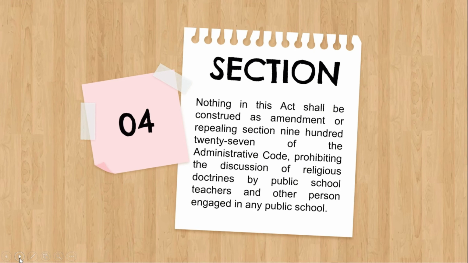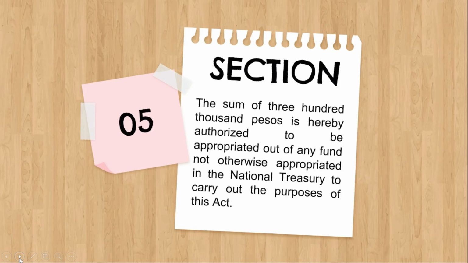Nothing in this act shall be construed as amending or repealing Section 927 of the Administrative Code, prohibiting the discussion of religious doctrines by public school teachers and other persons engaged in any public school. So Section 4 talks about the stipulation that the discussion of Rizal's ideas does not violate the state's prohibition of discussion of religious beliefs in the country's public learning institutions. Okay? Okay, so that's Section 4.